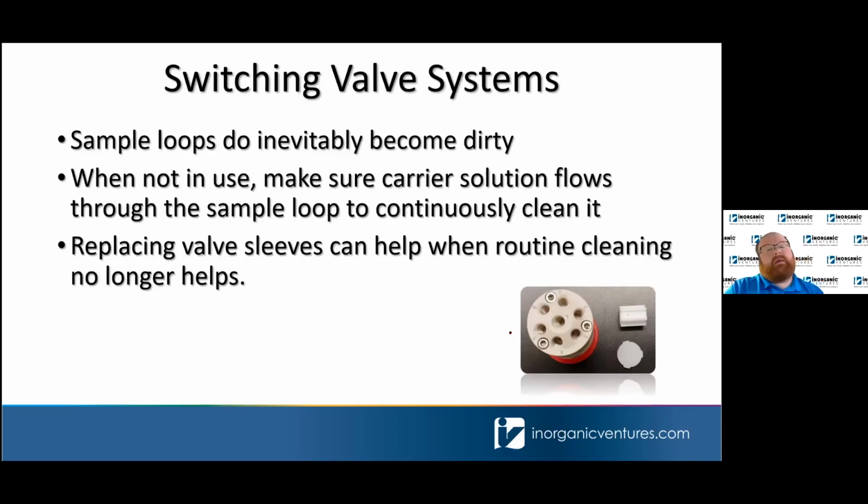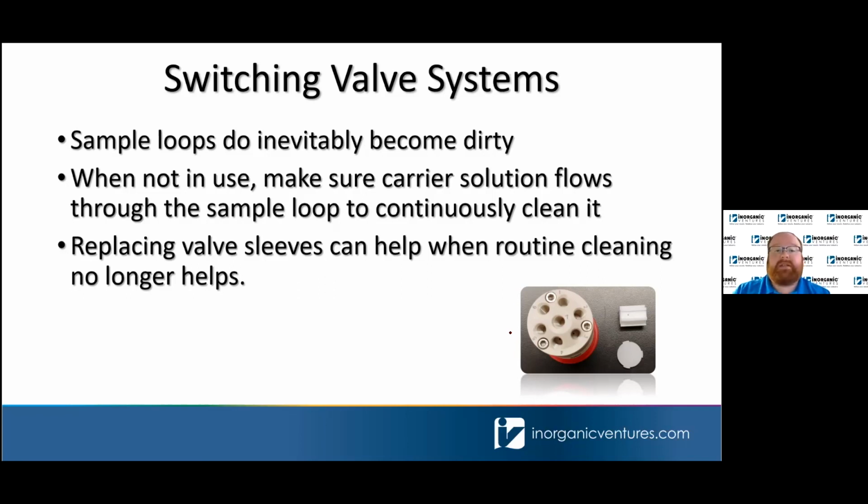So moving on, for those of you who are using switching valves or syringe drive systems, one of the things you need to keep in mind is sample loops do inevitably become dirty. When they're not in use, you need to make sure carrier solution flows through the sample loops to continuously clean it. So your valve can switch between usually two different positions, where it's inject mode or rinse mode. You want to make sure it's in inject mode, where your carrier solution pumps through the sample tubing when you're not using the instrument. That makes it so the solution in the sample loop isn't stagnant for any long period of time. The more solution you flow through it, the cleaner you're going to get that tubing.